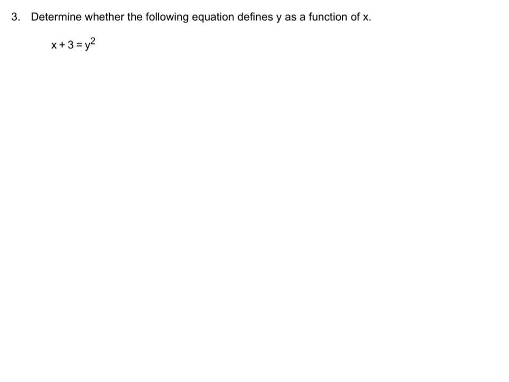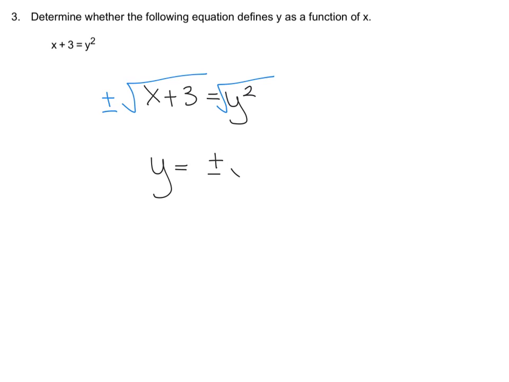Determine whether the following equation defines y as a function of x. Here we're going to do the same thing. We'll write the equation and solve for y. In order to isolate the y, I need to take the square root of both sides. Remember, when taking the square root, we need to put a plus minus sign next to the radical. So our equation is y equals plus or minus the square root of x plus 3.